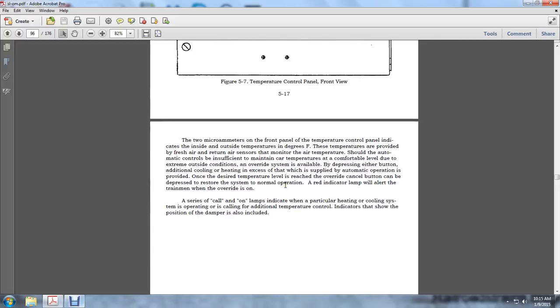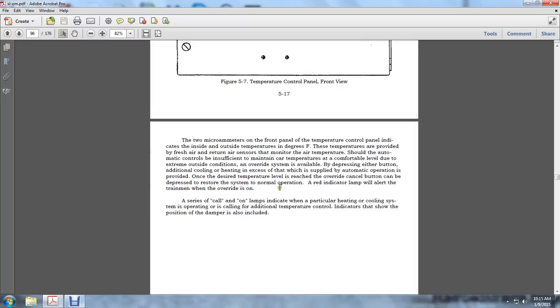Two micrometers on the front panel of the temperature control indicate the inside and the outside temperature. The degrees of temperature are provided by the fresh air return sensor. The monitoring of the air temperature or the automatic controls insufficient to maintain the temperature at the comfortable level due to the extreme conditions, the override system is available. The depression of either button, additional cooling and heating, which is supplied to the automatic operation, is provided. Once desired temperature is reached, the override cancel button can be depressed and restored on the system to normal operation.